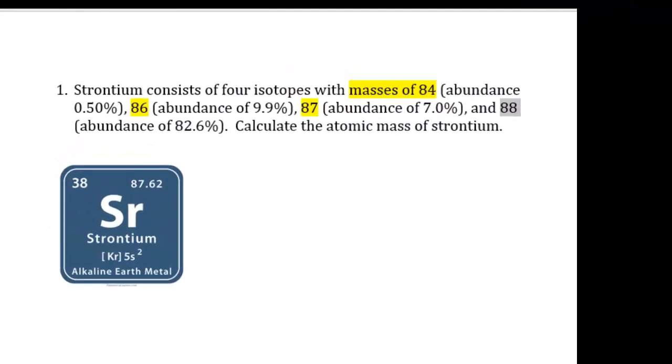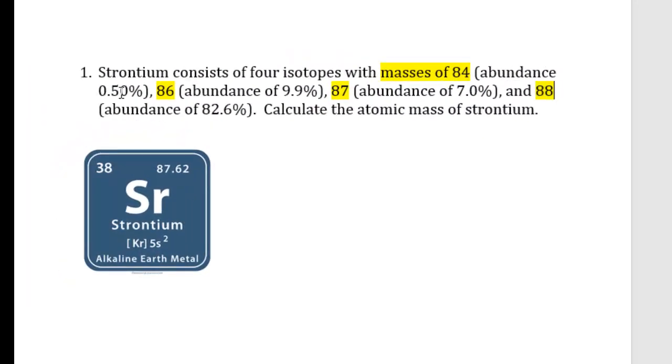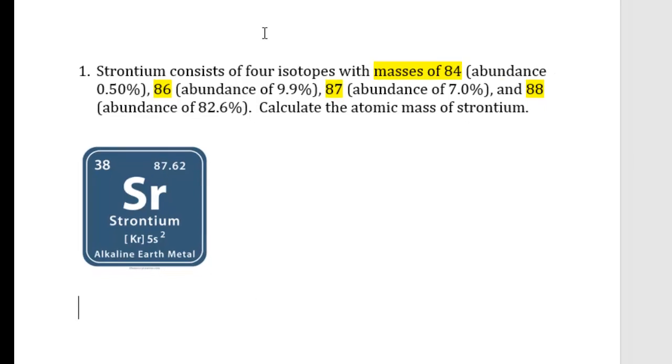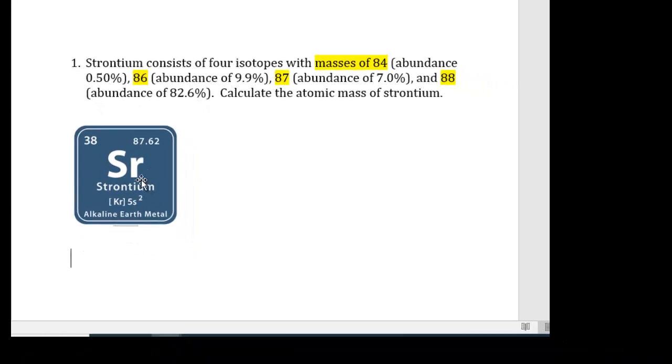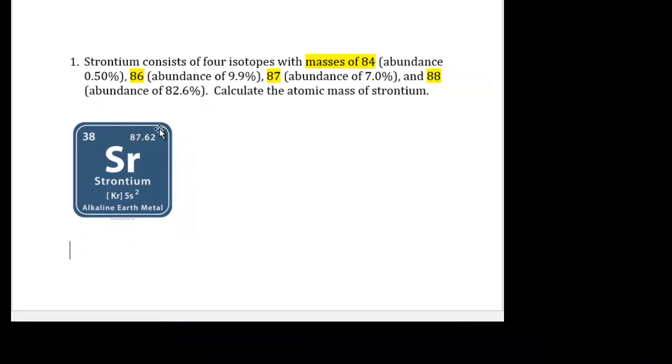There's one that has a mass number of 84, that has an abundance, as you can see here, of 0.5%. Mass number 86, that abundance of 9.9%, a mass number 87 with abundance of 7%. And finally, the 4th version of strontium, differing in the number of neutrons, has a natural abundance of 82.6%. So the number you see in a periodic table is 87.62.